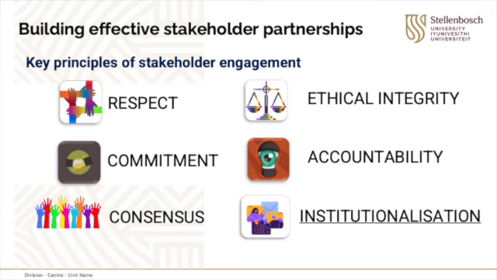Consensus: working towards mutual understanding and priorities, and working towards mutual views and motivations, will help to reach consensus around decision making and will help to build stronger partnerships. Then ethical integrity: striving for it, promoting the well-being of your stakeholders, preventing any harm or risks to them, and incorporating lessons that have been learned to improve engagement and intended outcomes. This will all strengthen the ethical integrity of your stakeholder engagement.